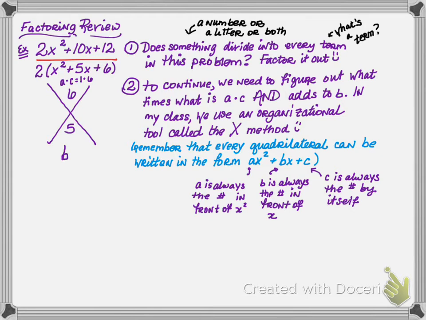Remember that every quadratic can be written in the form ax squared plus bx plus c, where a is always the number in front of the x squared, b is always the number in front of the x, and c is always the number by itself. Now, when you're looking at this x, you're asking yourself, well, what times what is a times c and adds to b? So in this case, what times what is 6 and adds to 5? Well, in this case, it's going to be 2 and 3.